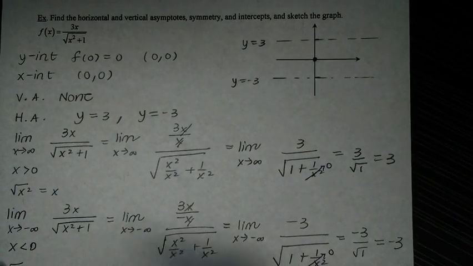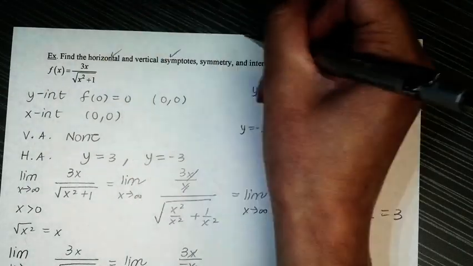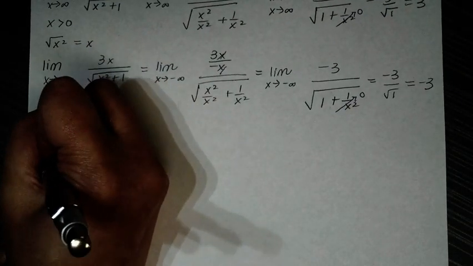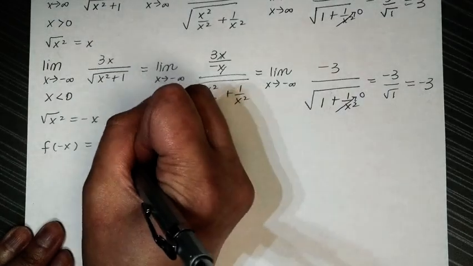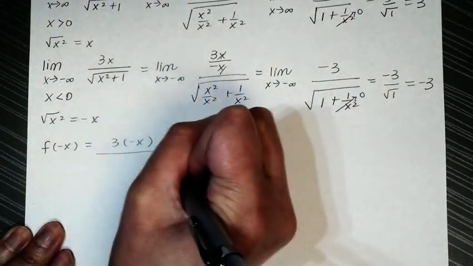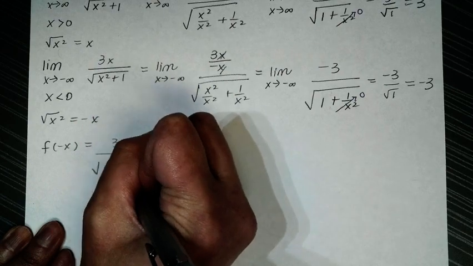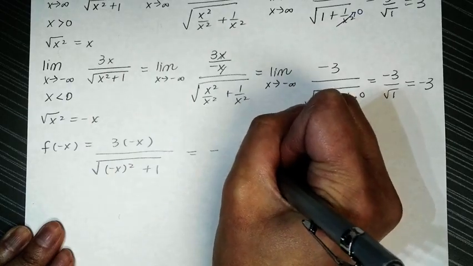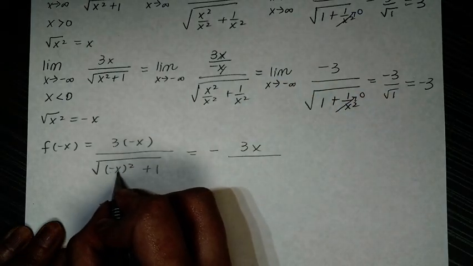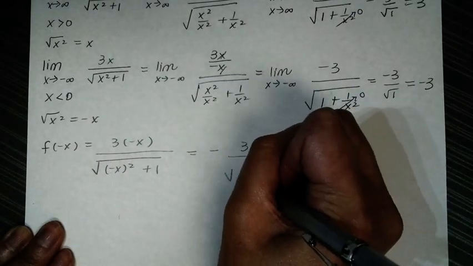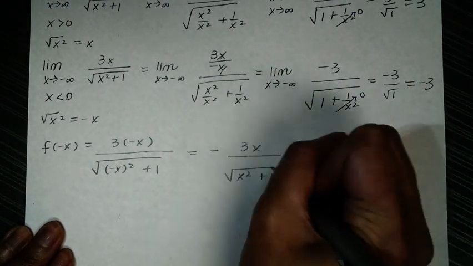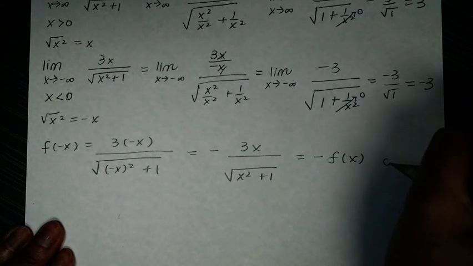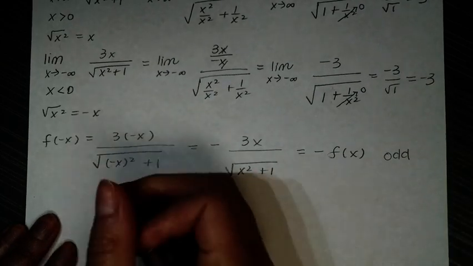Now, we have the vertical and horizontal asymptotes. We already found the intercepts, but we need the symmetry. What are you going to do for the symmetry? You are going to plug in negative x. So you have 3 times negative x, all divided by the square root of negative x squared plus 1. When we clean it up, you have negative 3x divided by the square root of x squared plus 1, since the negative doesn't affect the sign inside, so that's exactly the same. So you can recognize that this is equal to negative f of x, meaning your function is odd.